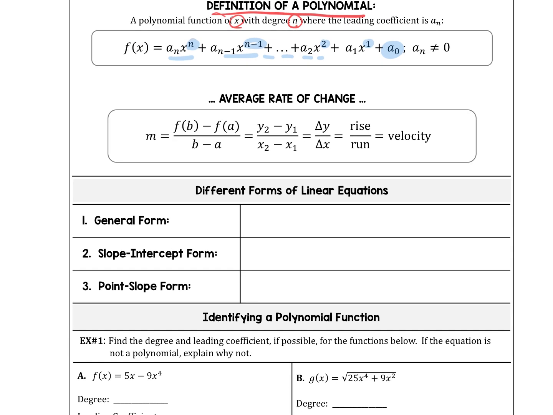Remember, this is a review, but the average rate of change is a fancy way of saying slope, where we take the change of y over the change of x, which is also the rise over the run. We can also call this the velocity when we're talking about something that is moving position.